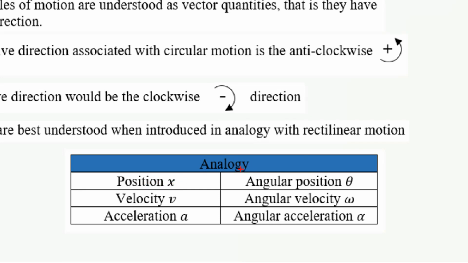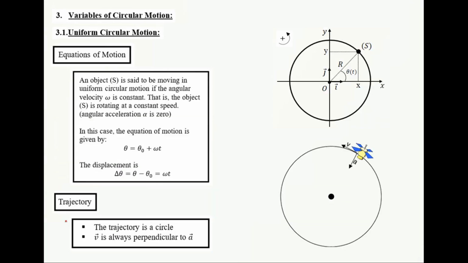it is in analogy with angular position theta. So x would be replaced by theta. Velocity v would be replaced by angular velocity omega, or the angular frequency omega. The acceleration a would be the angular acceleration alpha. Now section 3, variables of circular motion.